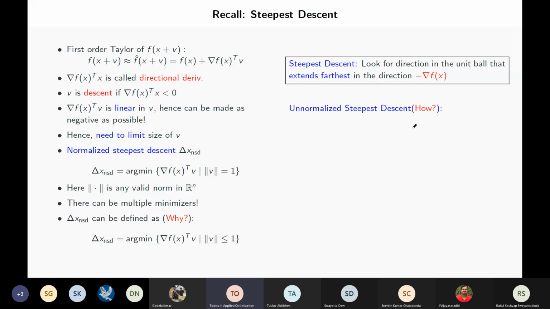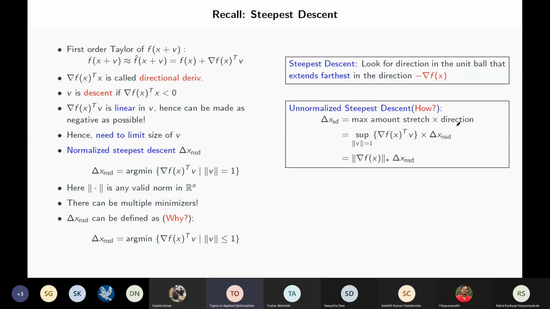Okay, so unnormalized steepest descent. What does this mean? I'm introducing the notation again. This is the unnormalized variant. This would be the same thing as saying what is the maximum amount of stretch that I can do, and then the direction in which I can go.